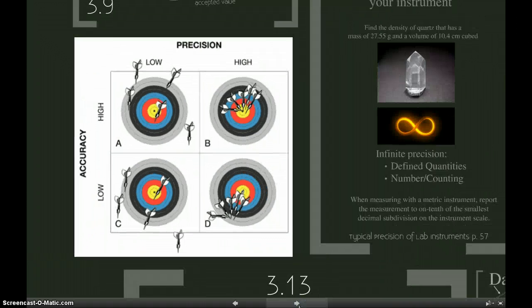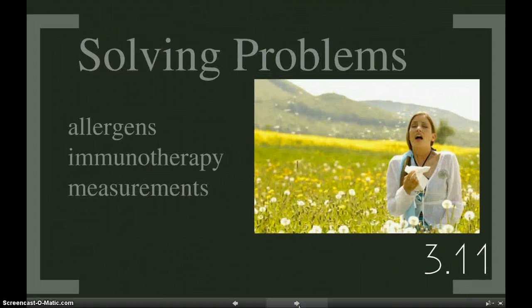All right, the last thing we'll look at here is solving problems. We know that immunotherapy is a treatment that we can use for allergies, and it requires that we measure out carefully and provide a dose to patients. So this is definitely a place where you would need to be precise and accurate to a good degree so that you don't hurt anyone.